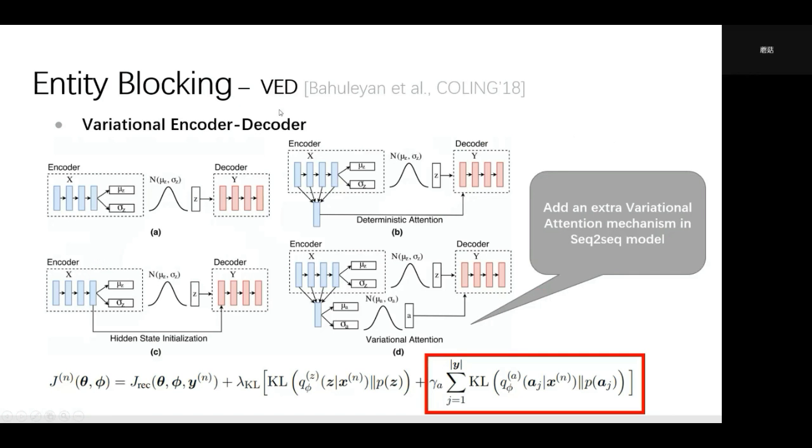OVED is also another paper that adds an extra relational attention in the sequence-to-sequence model. So this term is the loss of the relational attention.